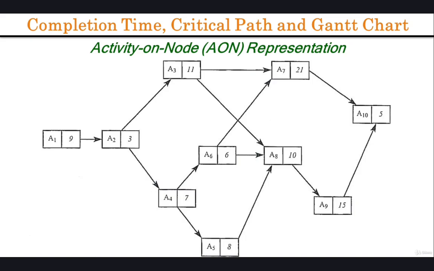This approach is based on considering all possible paths through the network in this figure. A path is a sequence of nodes, activities, and directional arrows. For example, the sequence A1, A2, A3, A7, and A10 is a path. Every path can be assigned a duration by simply adding up the durations of the activities that constitute the path. The duration of the path A1, A2, A3, A7, A10 is 49 days, the sum of the duration of all those activities.